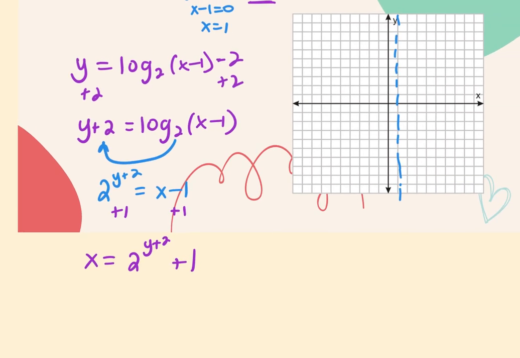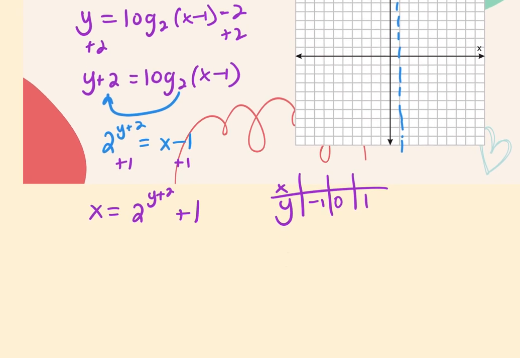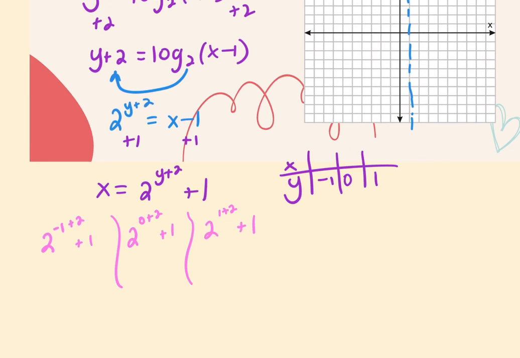And then for logs, we plug in for the y. So I'd get 2 to the -1 plus 2 plus 1. 2 to the 0 plus 2 plus 1. And 2 to the first plus 2 plus 1. So I get 2 to the first plus 1, or 2 plus 1, which is 3. 2 to the second plus 1, or 4 plus 1, which is 5. And 2 to the third plus 1, or 8 plus 1, which is 9.